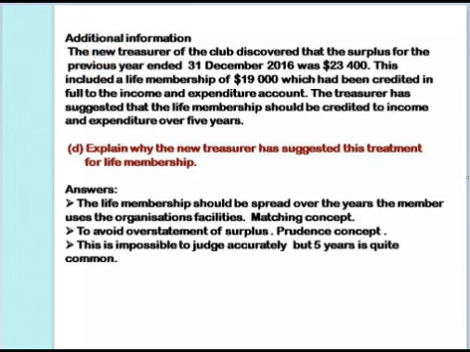Additional information: the new treasurer of the club discovered the surplus for the previous year, 31st December 2016, was $23,400. This includes a life membership of $19,000 which has been credited in full to the income and expenditure account. The treasurer has suggested that the life membership should be credited to income and expenditure over 5 years. In the debate, we are asked to explain why the new treasurer has suggested this.